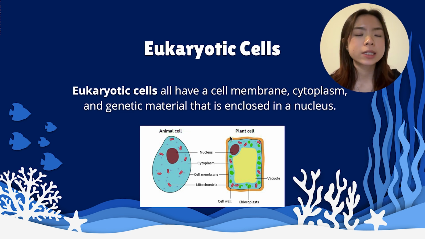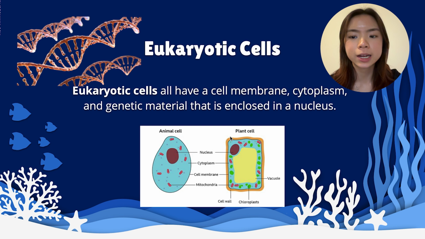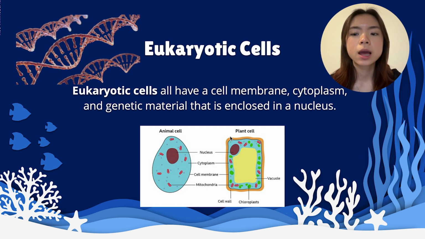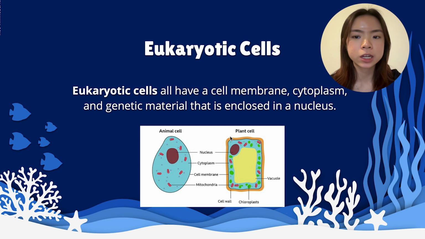And where is their genetic material? So their genetic material is basically a chemical, which is called DNA. And this forms structures that are called chromosomes. And the chromosomes are found inside the nucleus.